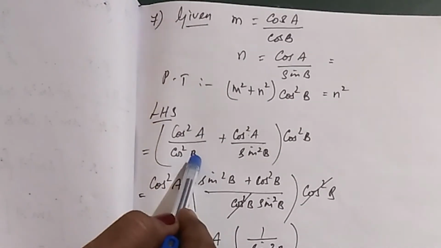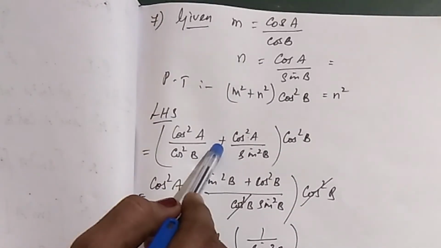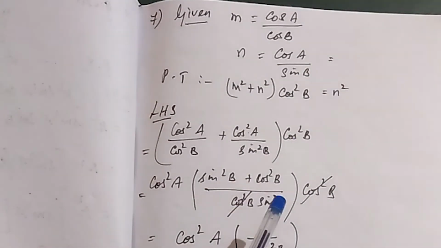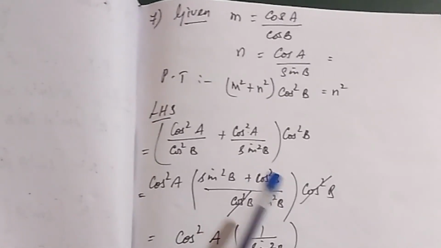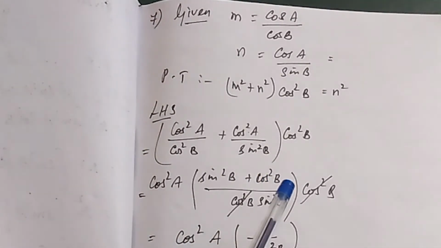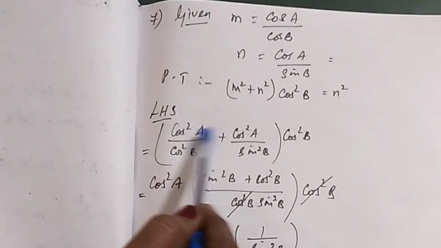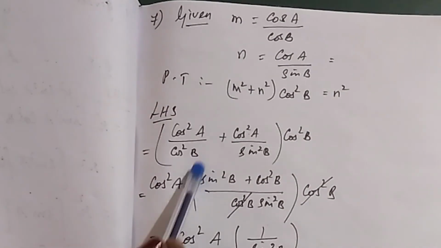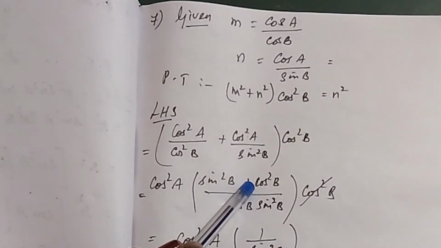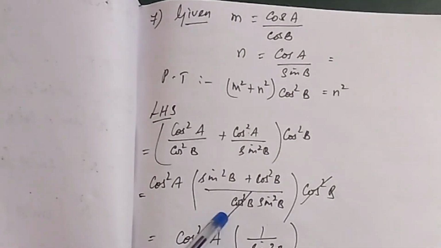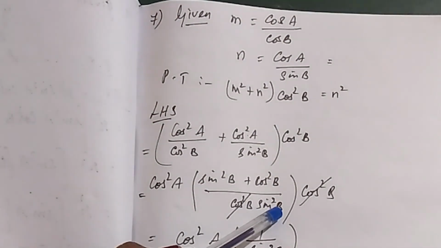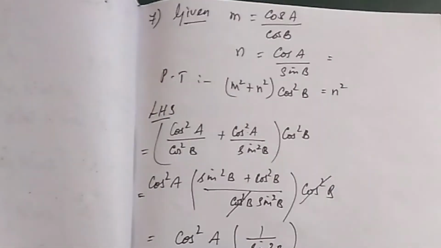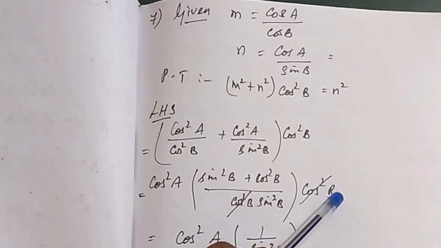Cos squared A upon cos squared B, that is m squared you got, plus cos squared A upon sin squared B, that is n squared, into cos squared B. Okay. Then take the LCM. See here cos squared A and cos squared A common, we can take it out. So write cos squared A into sin squared B plus cos squared B upon cos squared B into sin squared B, okay, inside the bracket. Then outside cos squared B multiplied.